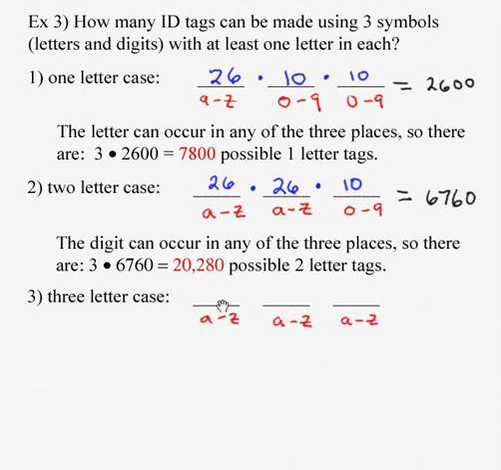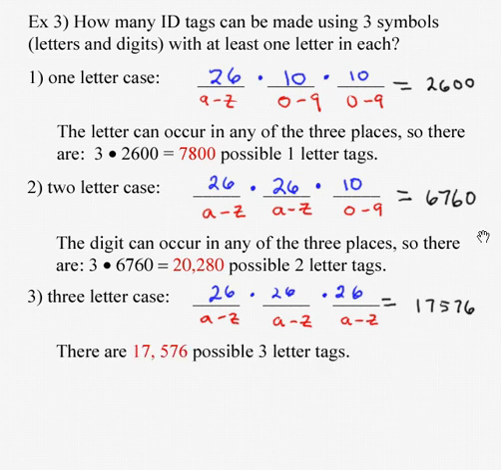However, we have another scenario. What if we're using all three letters of the alphabet? Because it says at least one letter in each. So that doesn't guarantee that we have to have a numeral. So again, that would be 26 choices times 26 choices times 26 choices. That's 17,576. And there's no other possible scenario because all three are letters there. So yes, if we use three letter ID tags, no numerals, there are 17,576.